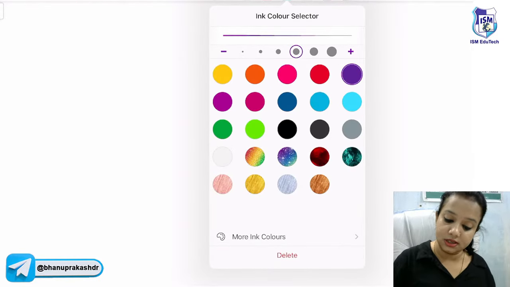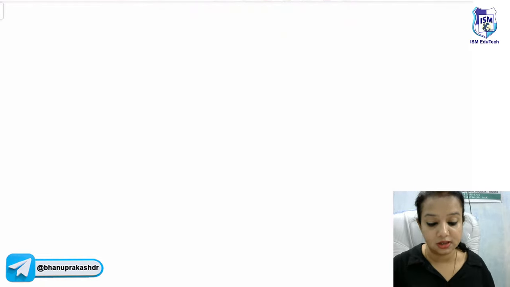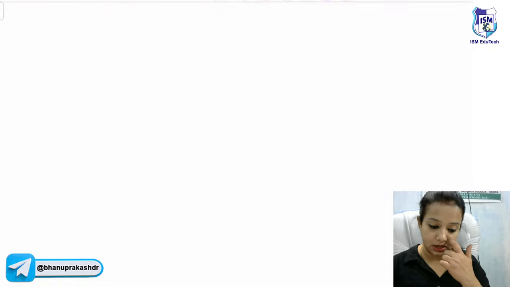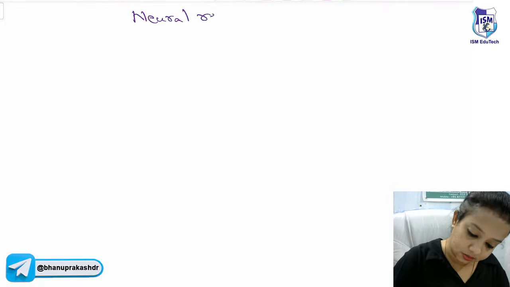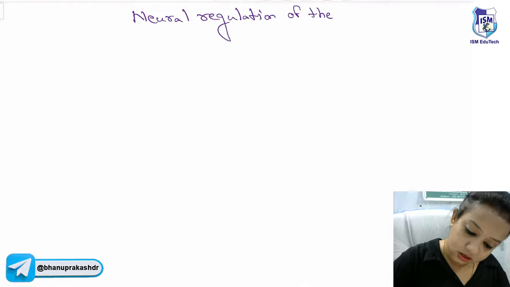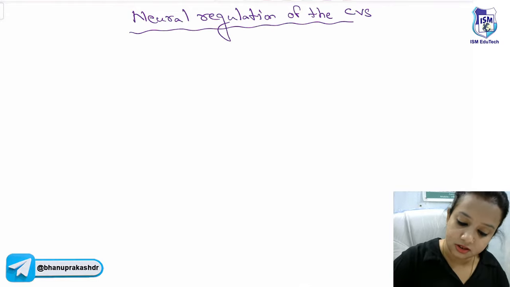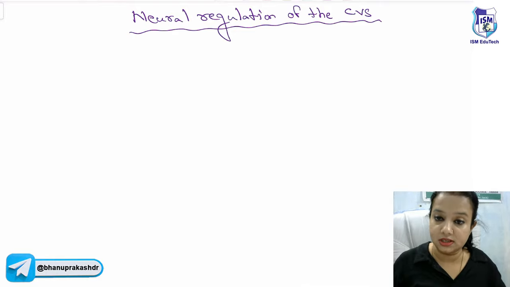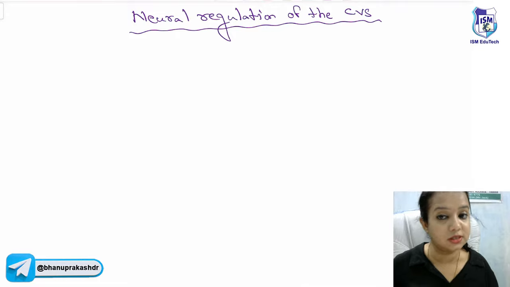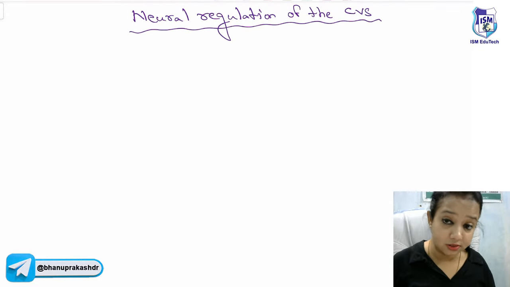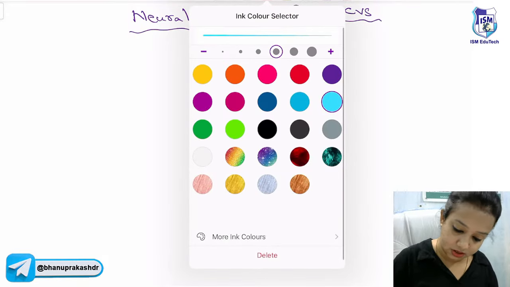Now, here is a neural circuit about which we already studied in arterial blood pressure. Now, we will have a look at it once again a little bit in depth. So, here is the neural regulation of the total cardiovascular system. Why are we writing cardiovascular system? Because this neural regulation, just like the autoregulation, is not only affecting the heart, it is also affecting the blood vessels and the structures which are physiologically related to the functioning of the heart. So, neural regulation. What did we study about the neural regulation?